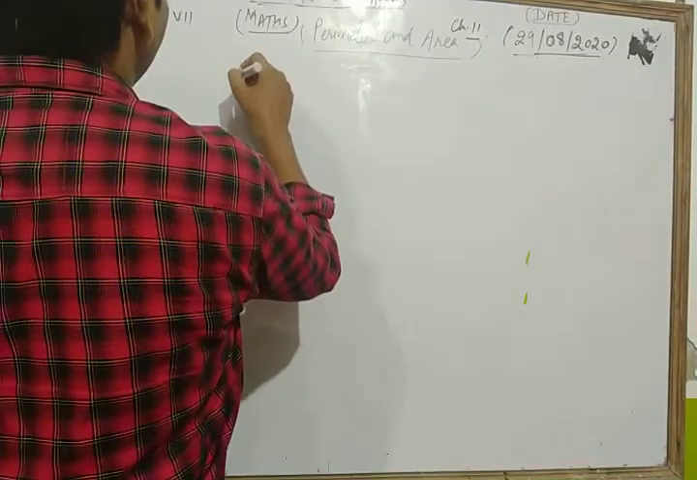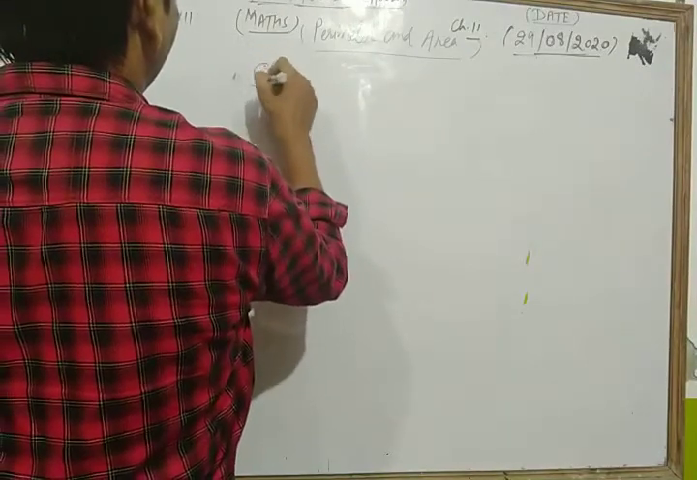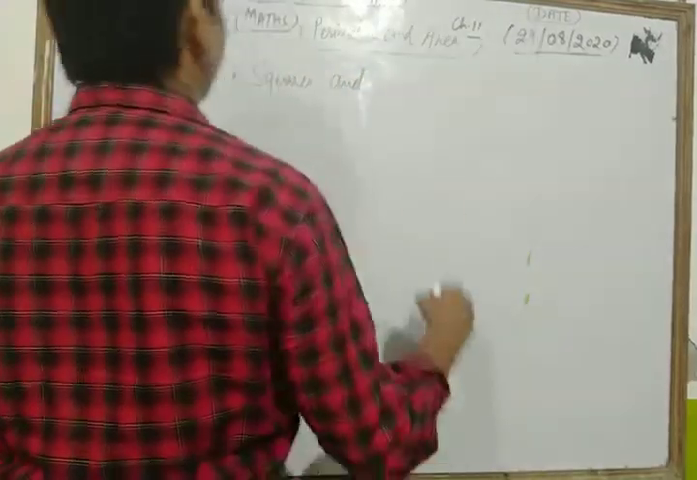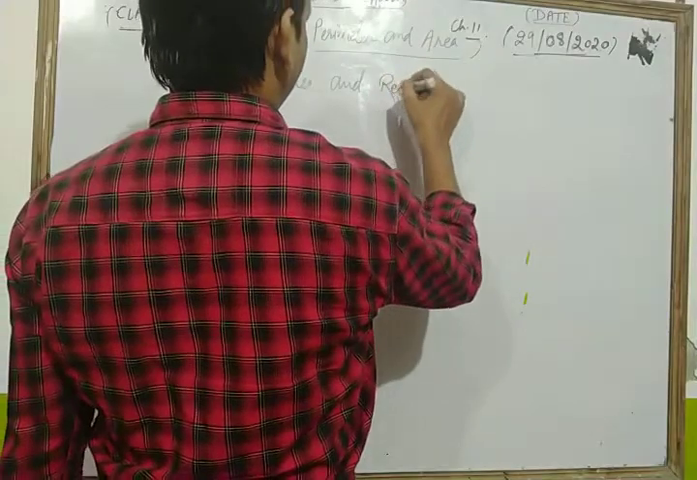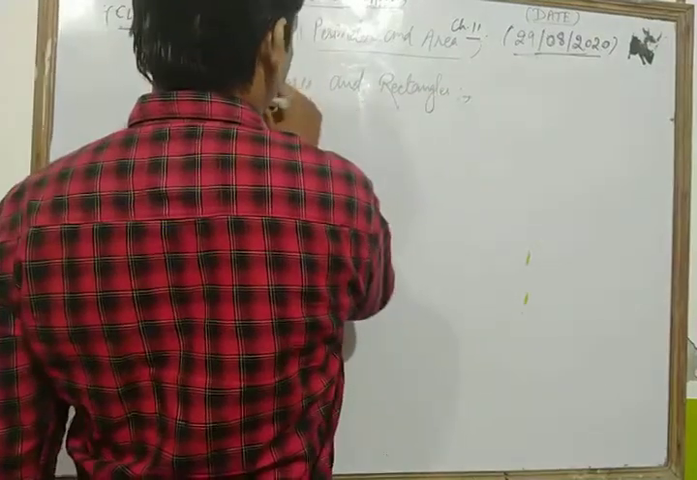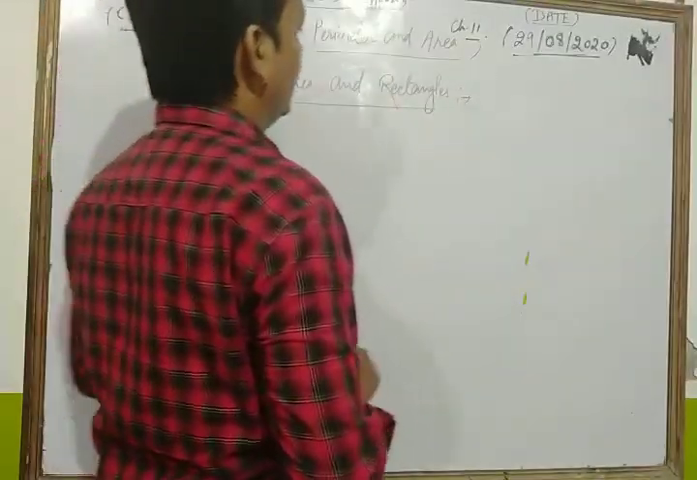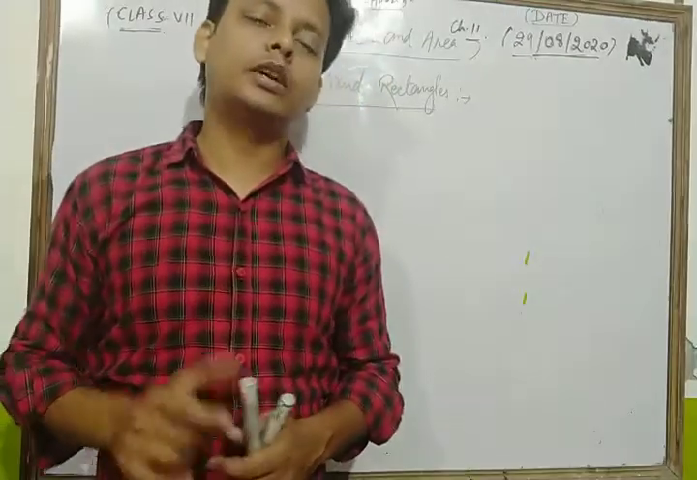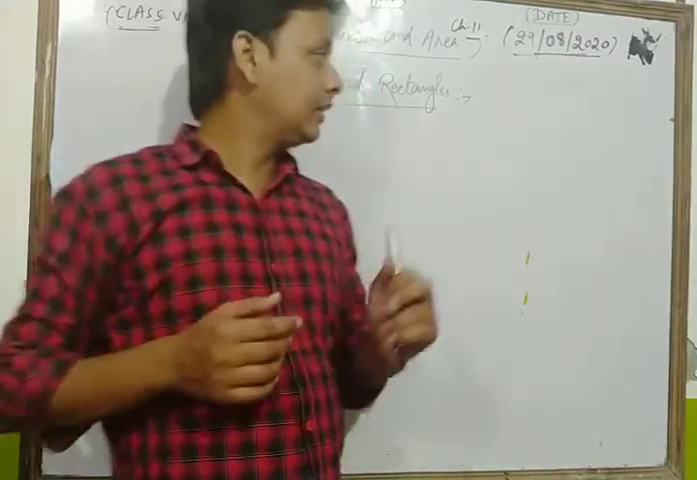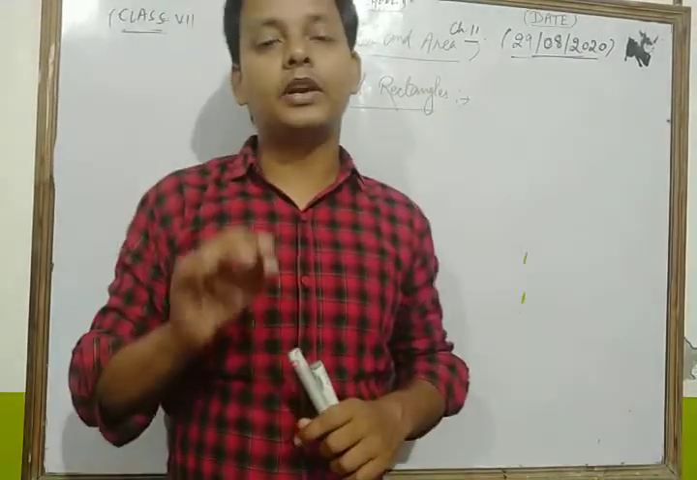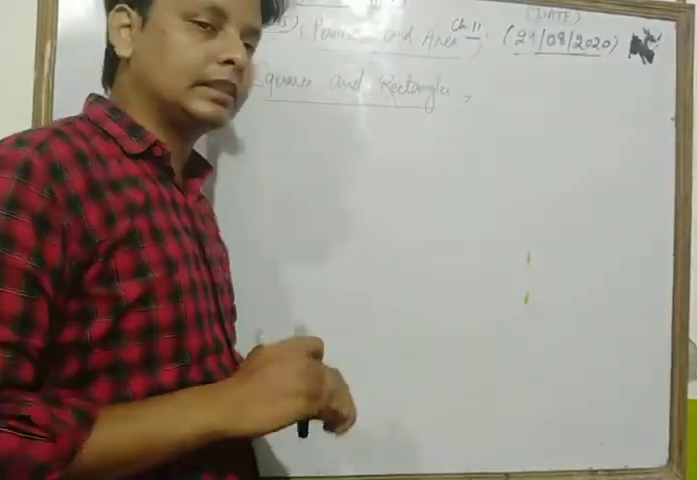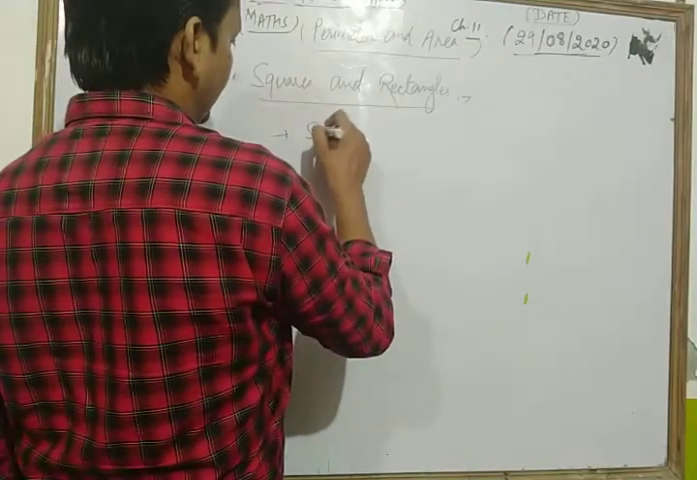We discuss squares and rectangles. Dear students, first we discuss the square. What is the concept of square? Dear students, you know all that very well. What is a square and what are the main properties of a square? Once more we discuss that. Let's see. First, we discuss the square.